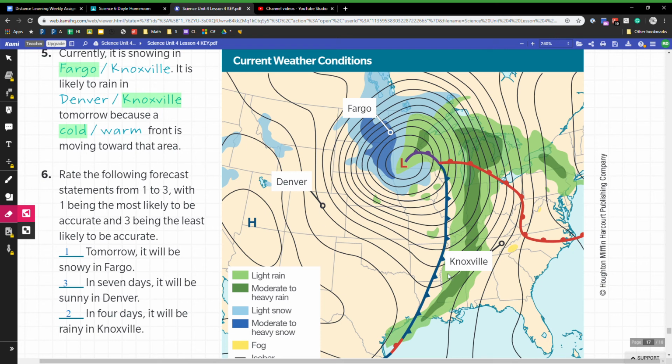This is the cold front. It's blue and the arrows are pointing that way. It's moving towards this way. This is the warm front and it's moving up north.